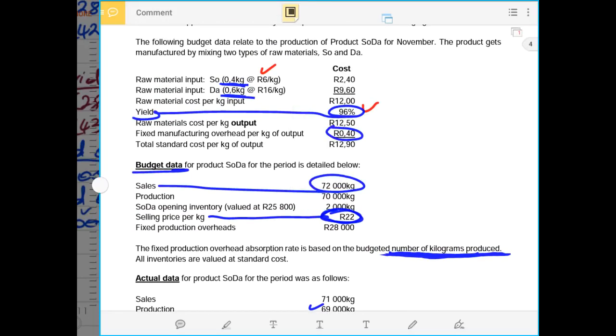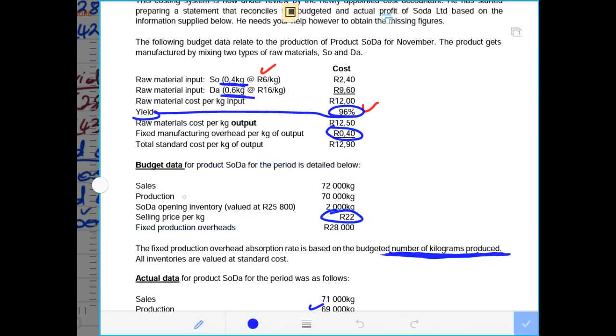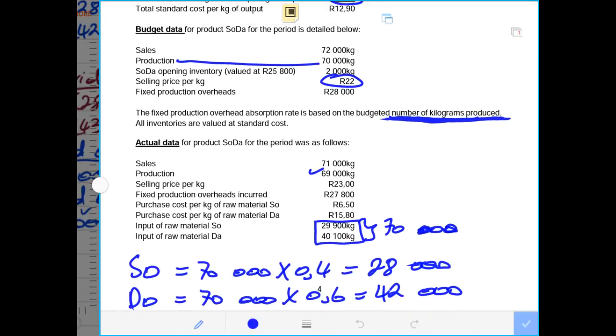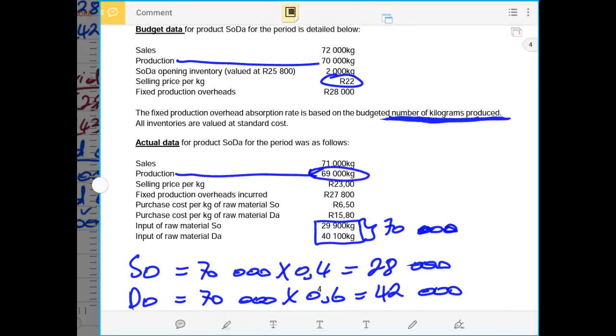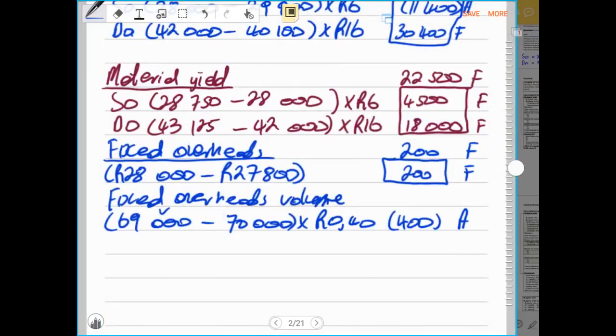Our production was estimated at 70,000. This is what we wanted to produce, 70,000. But we actually produced less than our estimate, which is the actual of 69,000. So the variance will be unfavorable because the company is not meeting its budget in terms of production. Hence the variance is unfavorable. So this will be 400 of the variance that is unfavorable in terms of fixed overhead volume.